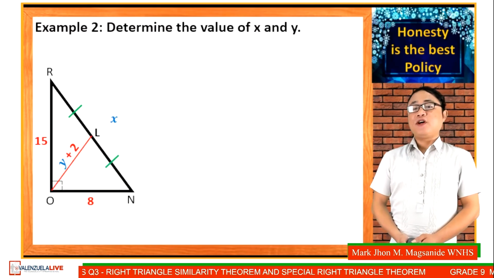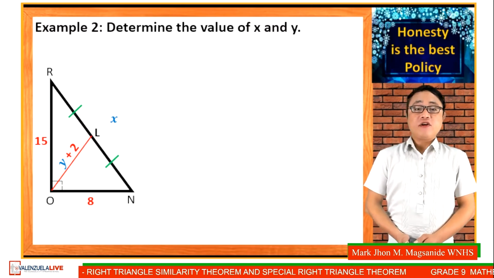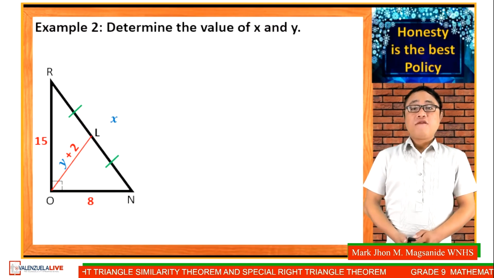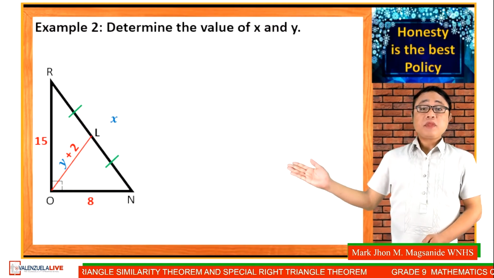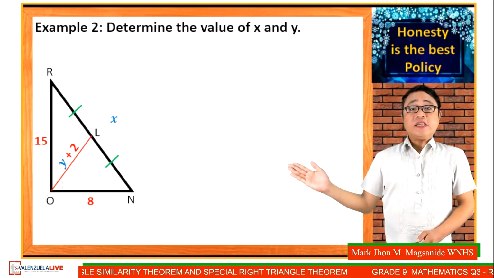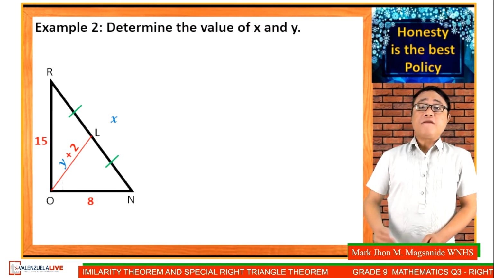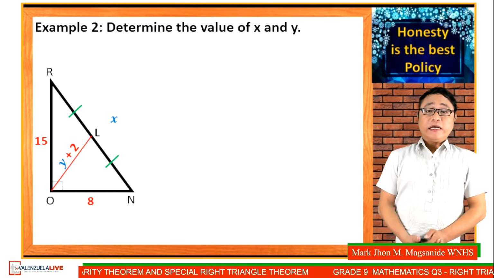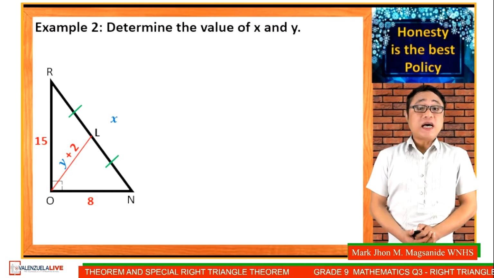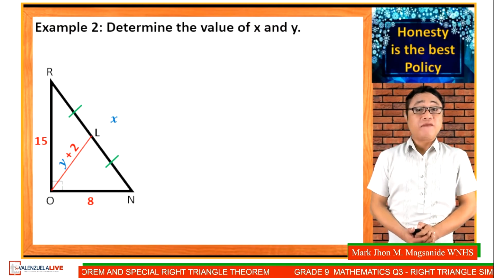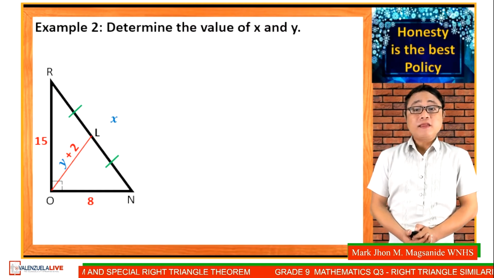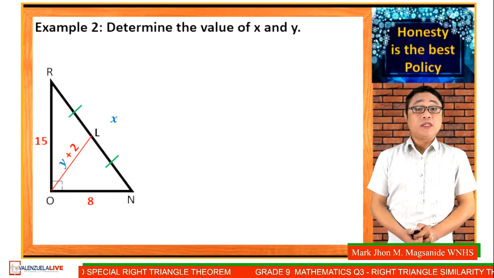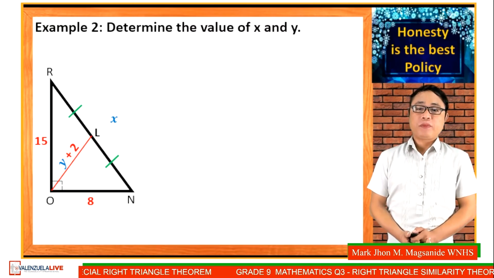Another example, determine the value of x and y. From the figure, the length of RO is equal to 15, and the length of ON is 8. The length of the hypotenuse RN is represented by the variable x, and the length of the median OL is equal to y plus 12.